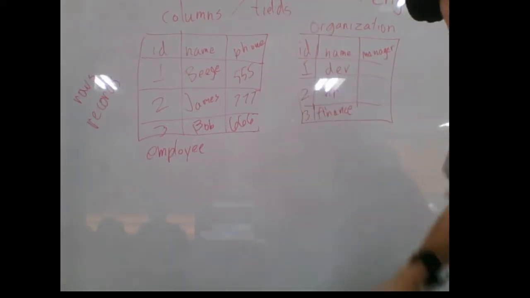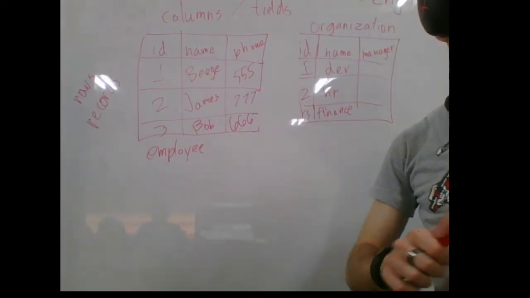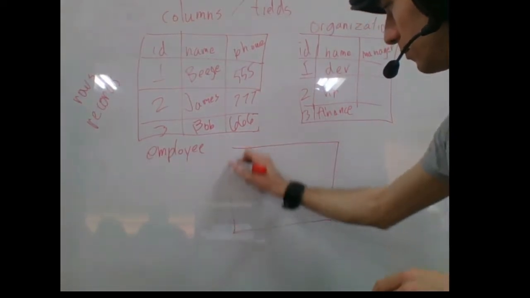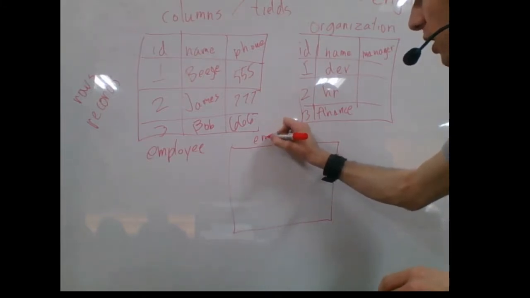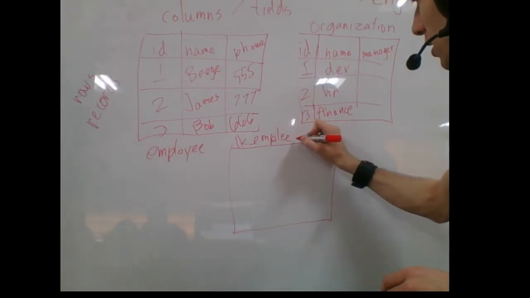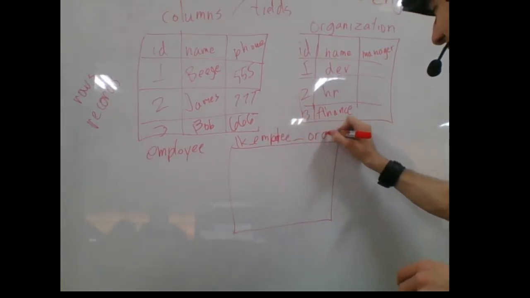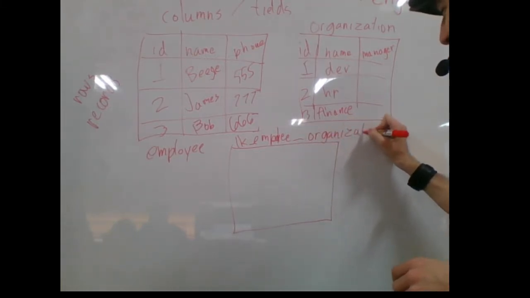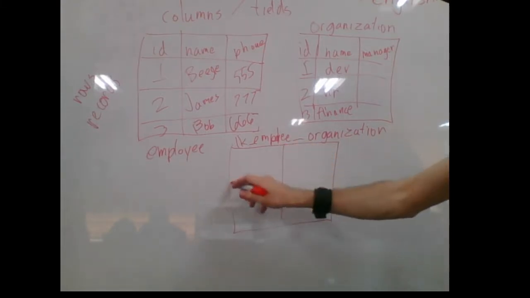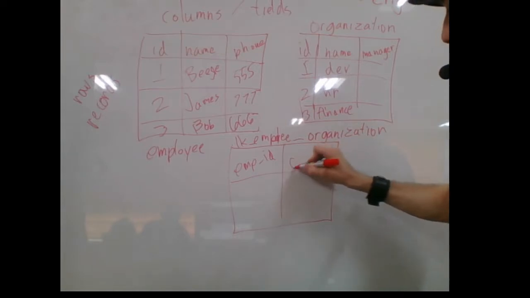You don't do that. Instead, you need to add a third table. This is called a linking table. Often what I do is LK employee organization. I'm not a native English speaker at all. And then you would have your employee ID and your organization ID.